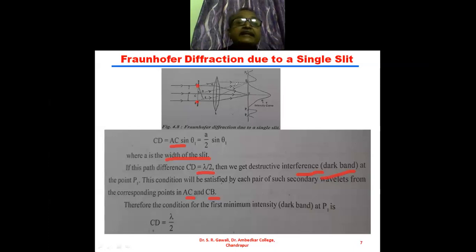यानी A से जितने डिस्टेंस पे अपन पॉइंट लेंगे, समझो यहाँ पे लिया तो उतने ही डिस्टेंस पे C से पॉइंट लेना है, और इन दोनों पॉइंट को अपन क्या कहेंगे, करस्पॉन्डिंग पॉइंट्स कहेंगे. So the condition for the first secondary minimum, that is the dark band at the point P1, is CD is equal to lambda by 2. So this is the condition for the first secondary minimum. CD is equal to lambda by 2.